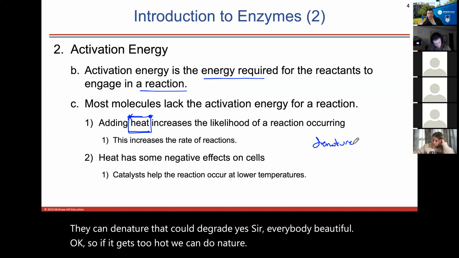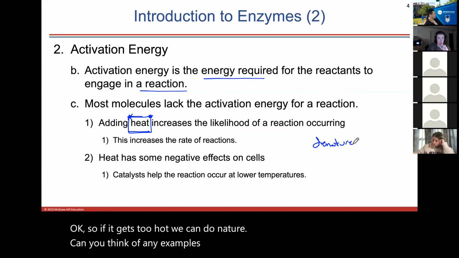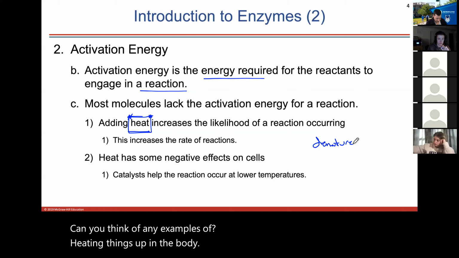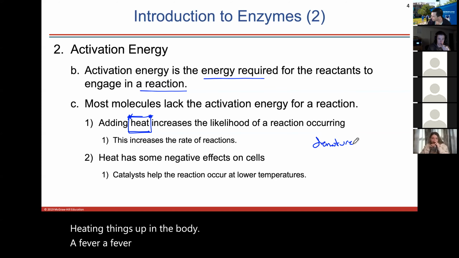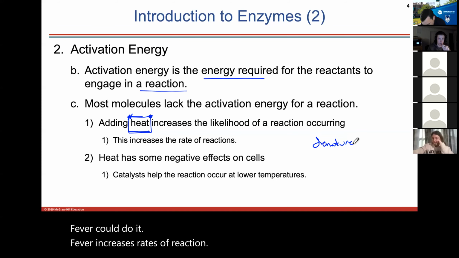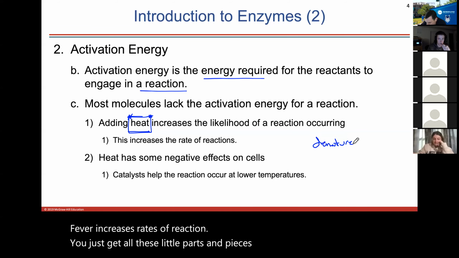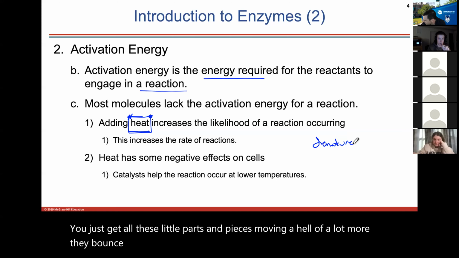Can anybody think of any examples of heating things up in the body? Like a fever? Yeah, like a fever, right? Fever could do it. Fever increases rates of reaction. It just gets all these little parts and pieces moving a lot more. They bounce into each other and we can get a chemical reaction to occur.